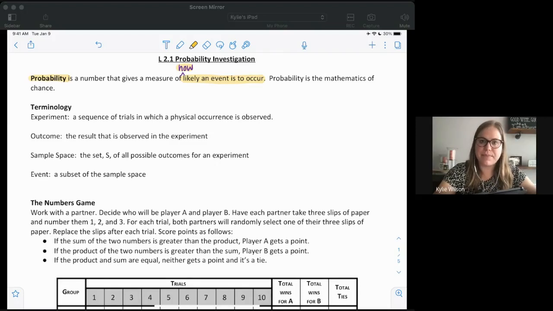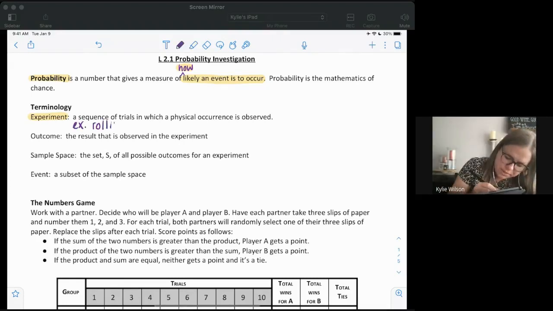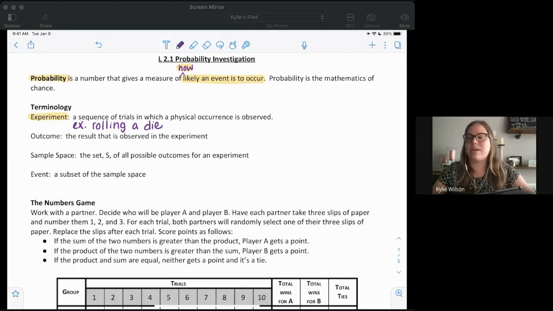Now there's some really important terminology here that we need to be comfortable with. First is an experiment. And an experiment is a sequence of trials in which a physical occurrence is observed. So for example, if I was rolling a die and recording which number was face up, that'd be a perfect example of an experiment. Another one could be if I was flipping a coin over and over and I was recording the results, that would also be an experiment.